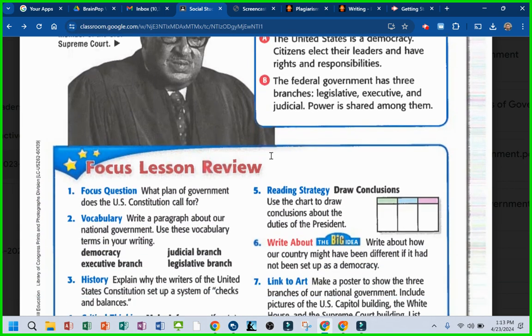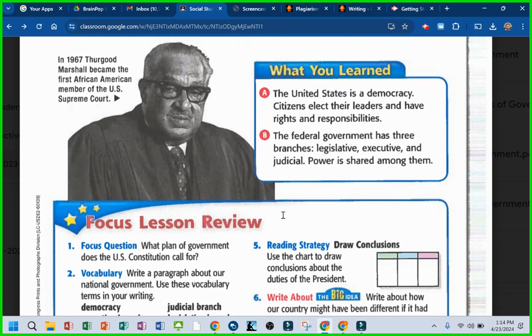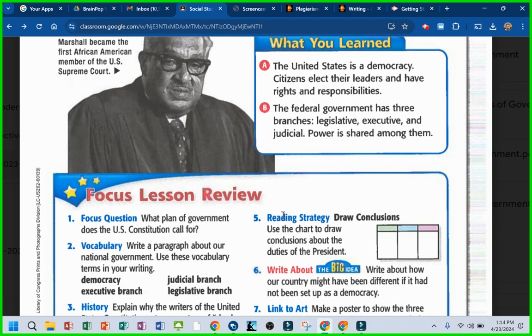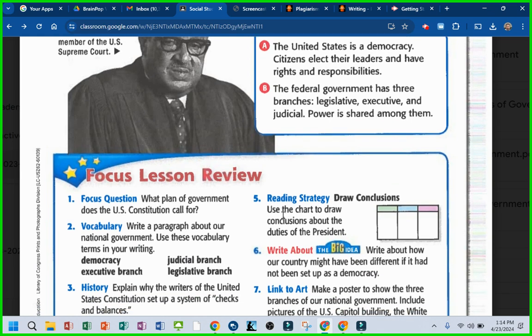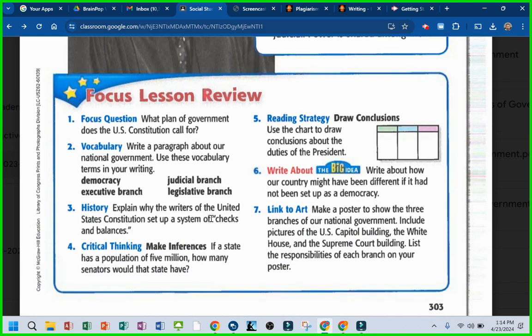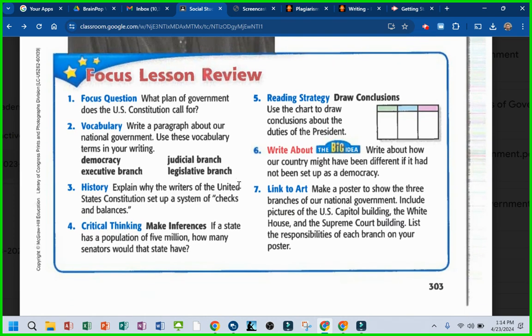Okay, here we go. Things that we learned. We learned that the United States is a democracy. Citizens elect their leaders and have rights and responsibilities. The federal government has three branches: legislative, executive, and the judicial. Power is shared among them. Here are the focus review questions. Focus question number 1. What plan of government does the U.S. Constitution call for?